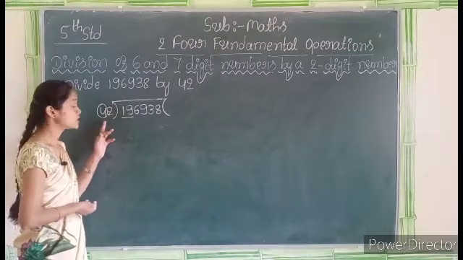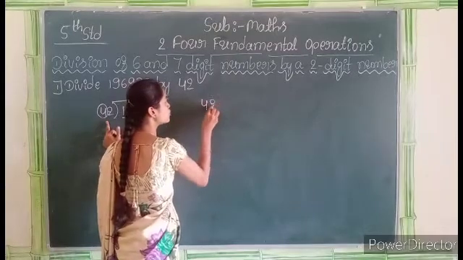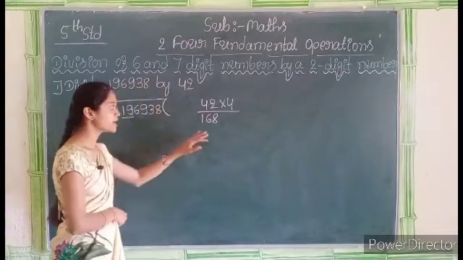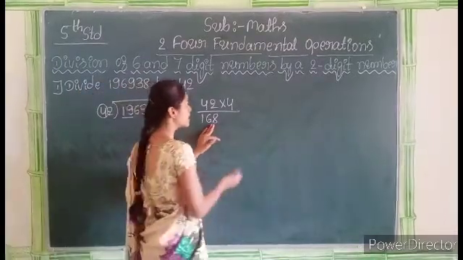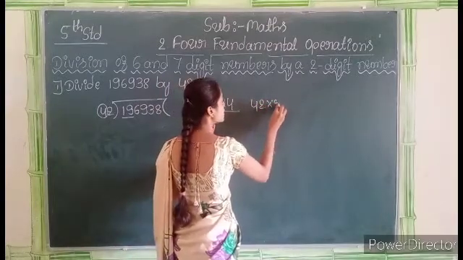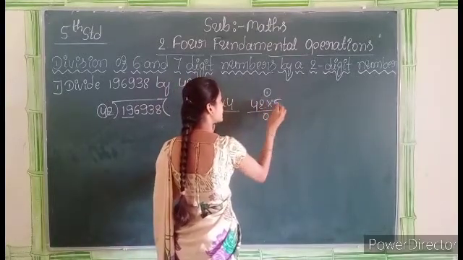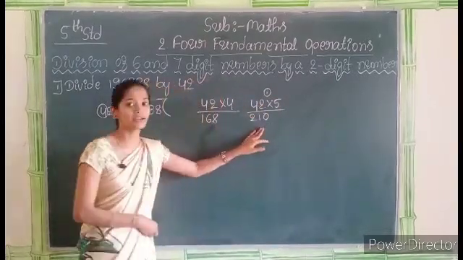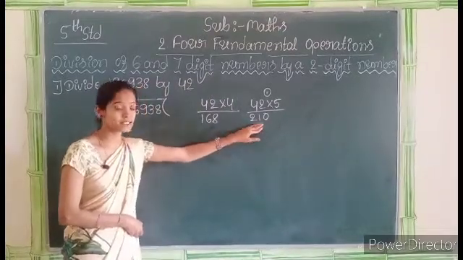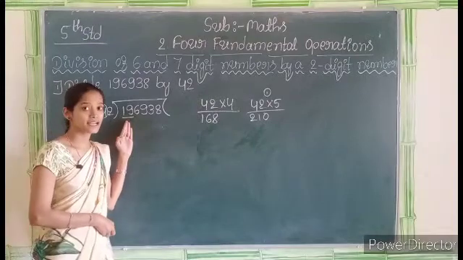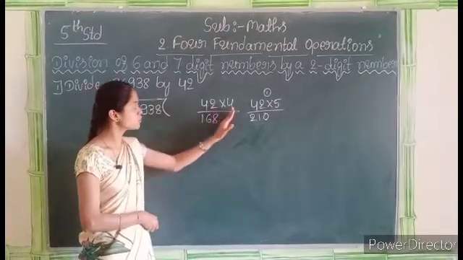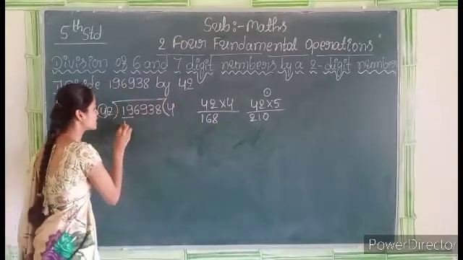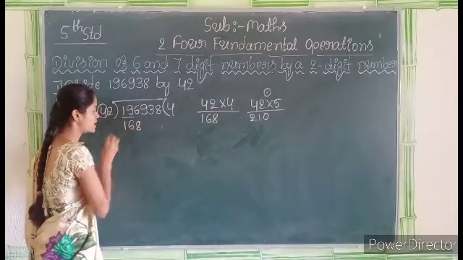Now let's check 42 4s are. 4 2s are 8, 4 4s are 16, we get 168. If we consider 42 5s are, 5 2s are 10, then 1 carry, 5 4s are 20, 20 plus 1, 21. We get 210. This 210 is greater than 196. That's why we consider 42 4s are 168. 4 is the quotient, then 168 should be written below this 196.